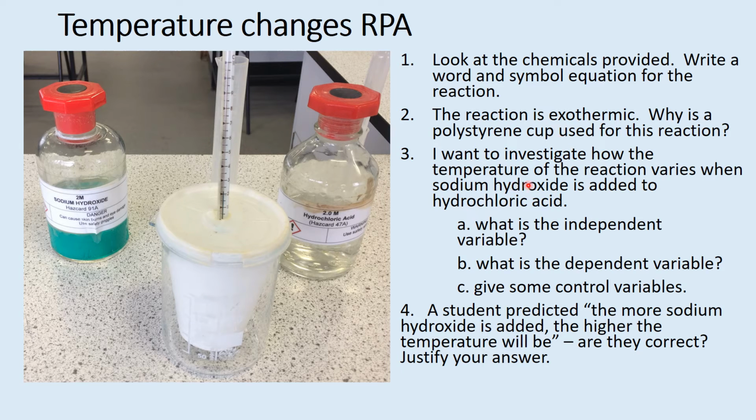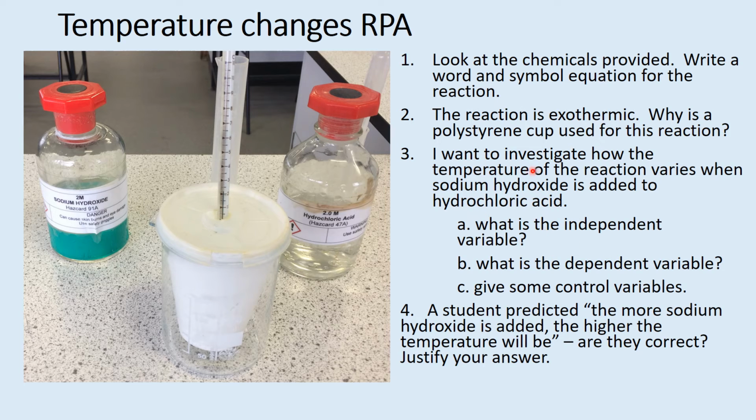For number 3, if we want to investigate how that temperature varies when you change the quantity of sodium hydroxide added, we need to think about variables. So the independent variable is the thing you're changing, the dependent variable is what you're going to measure, and control variables are things that stay the same. Commonly, you will now see on the new papers they refer to you writing an experiment that gives valid data. That basically means you have to write down your control variables.